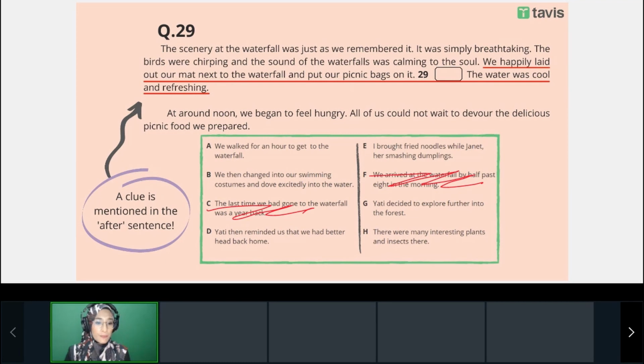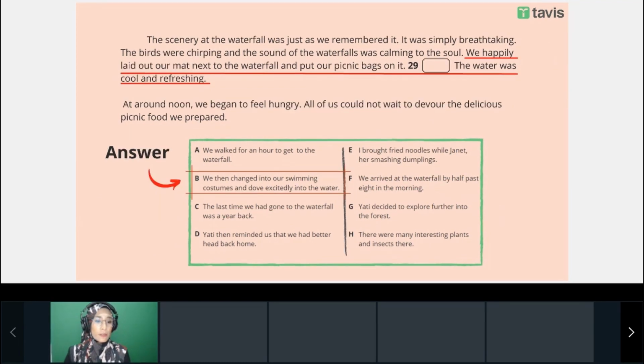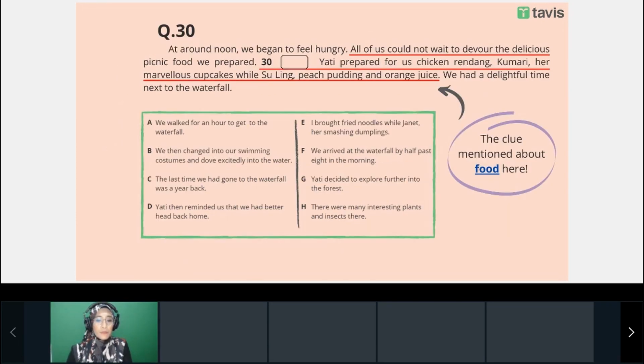So they got changed, right? They got changed and they dove excitedly into the water. And around afternoon, we began to feel hungry, so all of us could not wait to devour the delicious picnic food we prepared. Now, let's go to the next one before we take a break. Just a few more for this one here. All right, up until question 32.